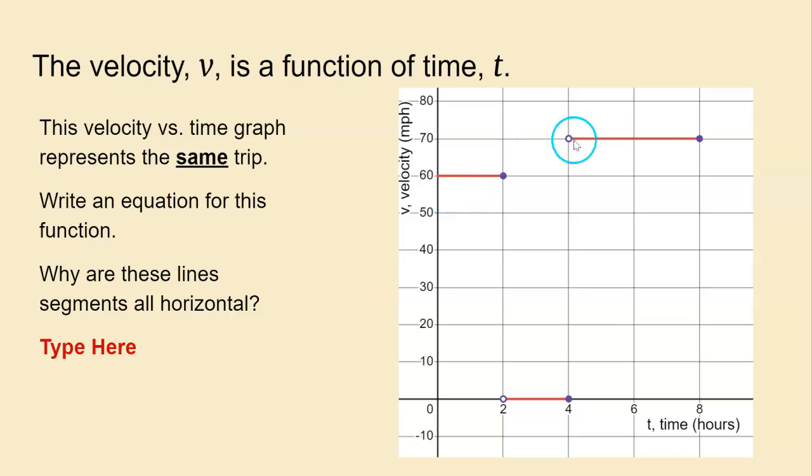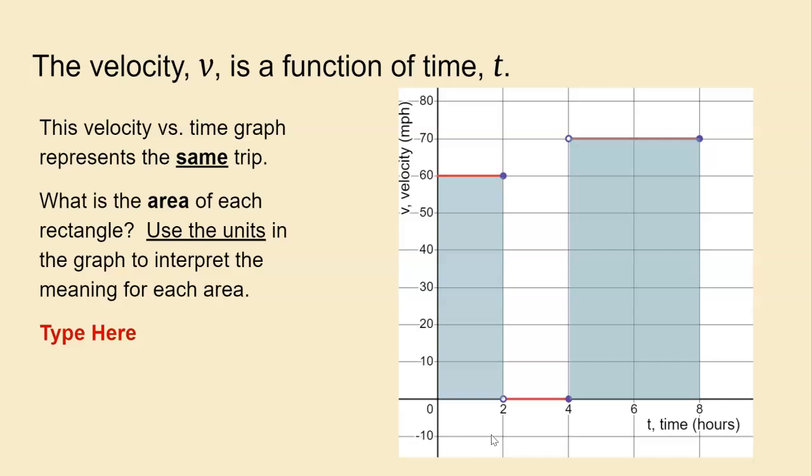Well, this is all horizontal line segments. Why are they horizontal? So have them talk about why these little segments would be horizontal and how this represents the exact same trip. We're looking at velocity, not distance in this case. They are asked to write an equation for this function, so it should have 3 pieces, and all the pieces are just numbers, integers, with restricted domains.